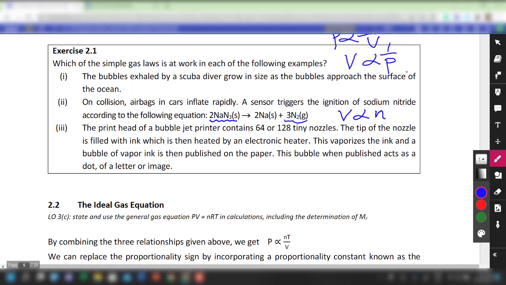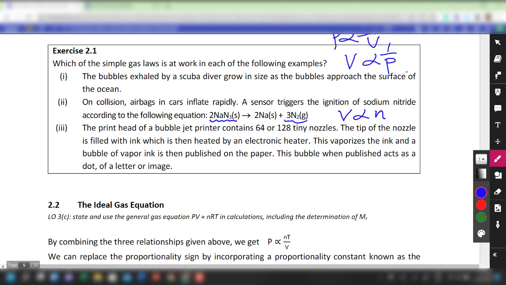For part 3, the print head of a bubble jet printer contains 64 or 128 tiny nozzles. And then the tip of the nozzle is filled with ink, which is then heated by an electronic heater. So this vaporizes the ink, and a bubble of vapor ink is then pushed onto the paper. So this bubble, when pushed out, acts as a dot or a letter or image.